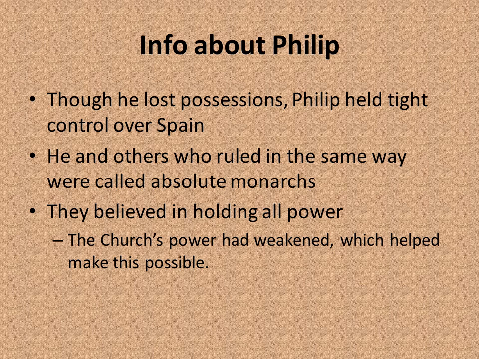Alright, so we'll focus in on Philip now. Even though he lost some possessions, he basically held tight control over Spain. He, and others who ruled in the same way as him, were called absolute monarchs. He believed in holding all of the power. During this time period, when he was in charge of Spain, the Church's power had weakened, which also helped him to become an absolute ruler.